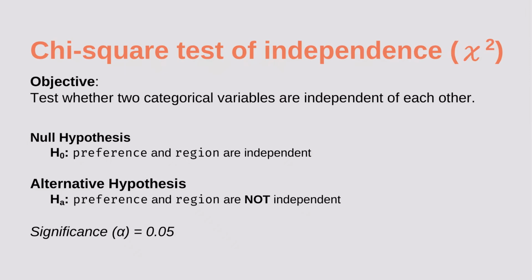The key question we are asking here is, are coffee preference and region independent of each other? Like all hypothesis tests, we set up the null and alternative hypothesis. Our null hypothesis H0 states that the two variables, preference and region, are independent of each other. That is, a person's coffee preference is not related to whether they live in an urban or rural setting. And the alternative hypothesis HA states that the two variables, preference and region, are dependent. This means that where a person lives does influence whether they have a preference towards coffee.